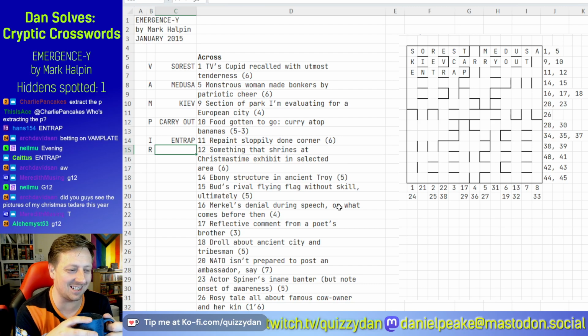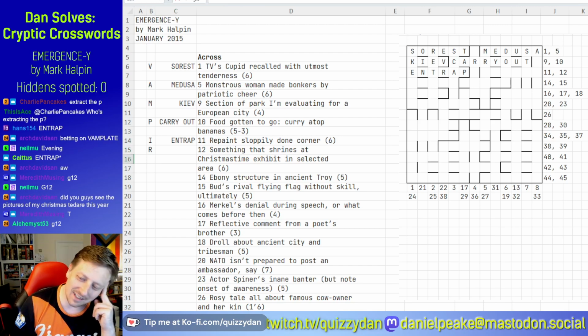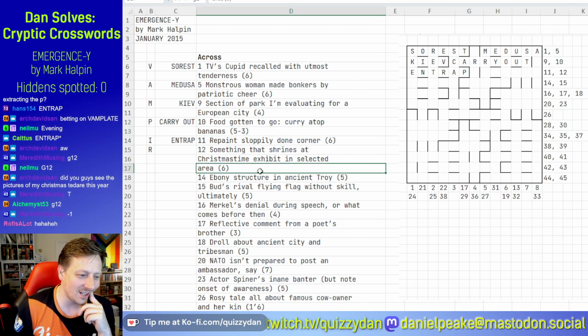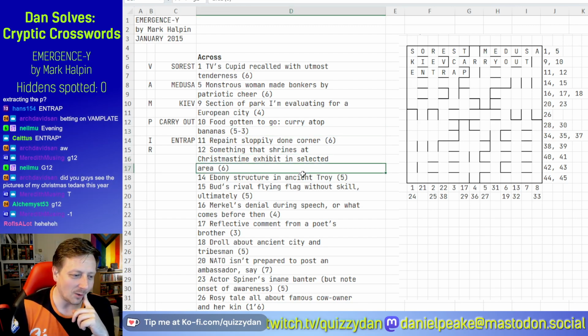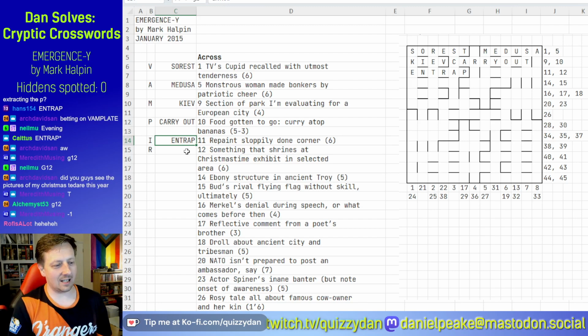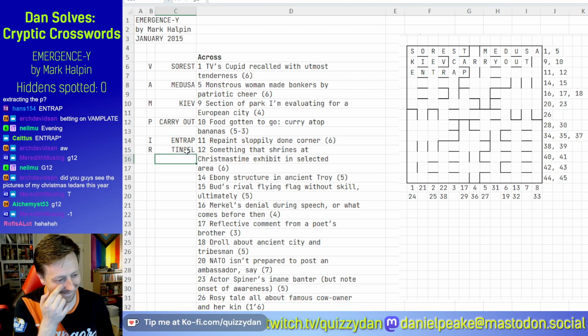The Christmas ta-da, yes. Oh, loser point, Dan. Loser point. Area is your hidden indicator, not in or exhibit. It's hidden in exhibit in. I hate hiddens. Okay.